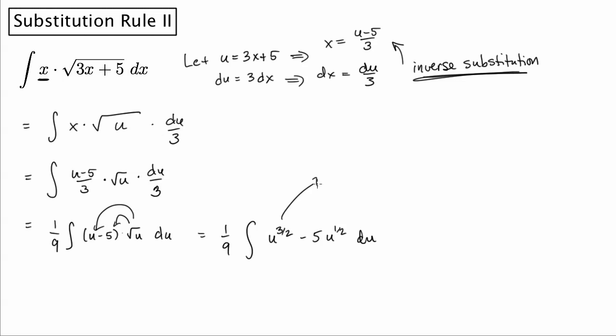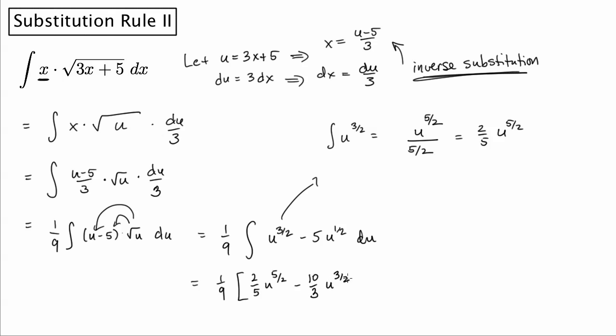Let me just illustrate this off to the side with u to the 3 halves. Remember, if I take its integral, I increase the power by 1, which would be 5 halves, and I divide by the new power. Well, we'd rather represent this as 2/5 u to the 5 halves. So that's how I'm going to handle this. This will be 1/9 times, when I do the anti-differentiation step, I get 2/5 u to the 5 halves minus, here it's going to be 3 halves, which when flipped gives 2/3. So it should result in 10/3 u to the 3 halves. And because it's an indefinite integral, I'm going to add a constant.